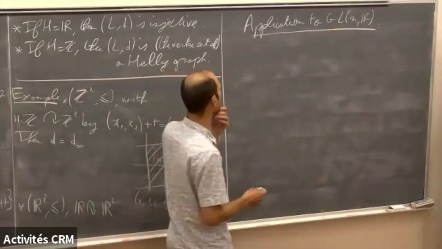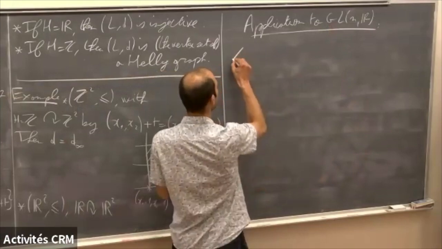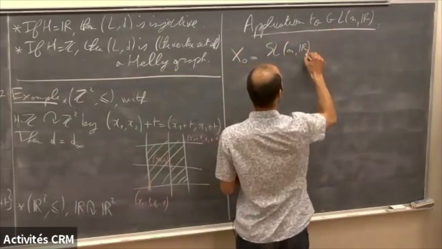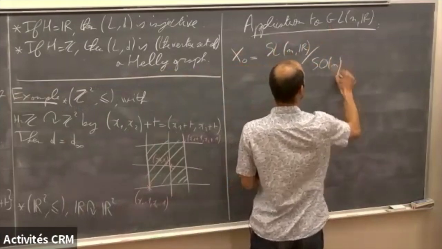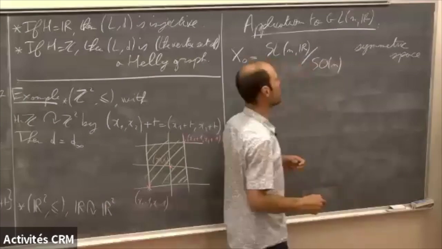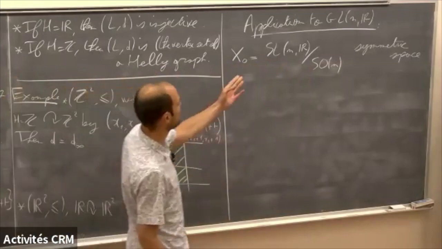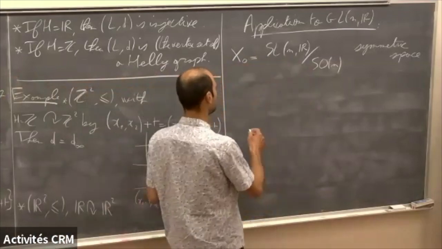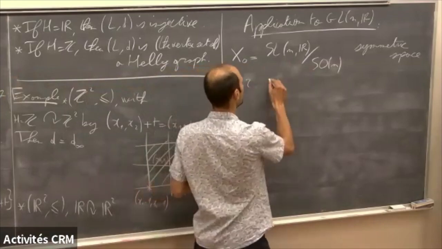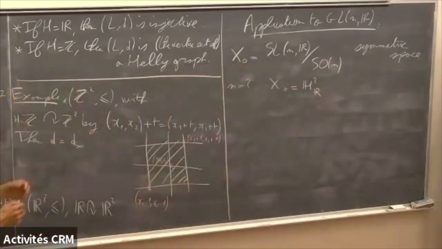Most often we talk about SLn(R), and the geometry of SLn(R) is closely related to the symmetric space X0 of SLn(R), which is the quotient of SLn(R) by its maximal compact subgroup SO(n), which is called the symmetric space. It's a beautiful CAT(0) manifold, on which SLn(R) acts transitively by isometries. And of course, when n is equal to 2, it's just the real hyperbolic plane. So it's the most concrete one.